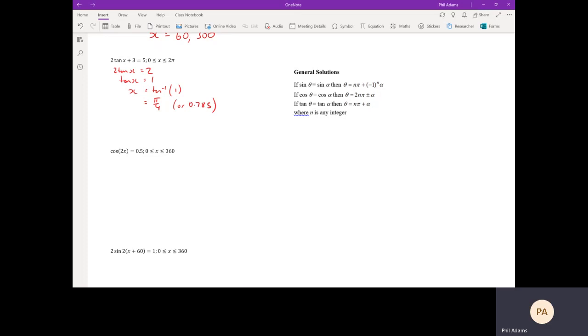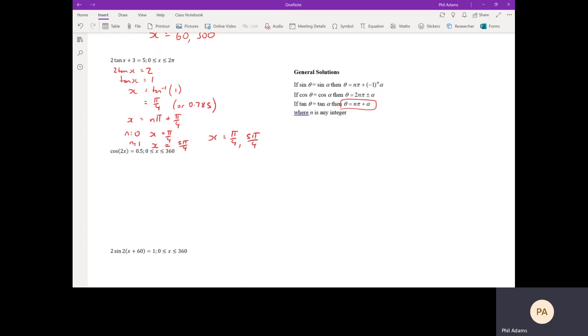Now we come to our general solution for tan. Here it is over here. So x is going to be n pi plus pi over 4, and we just try the different values of n. If n is 0, x will be pi over 4, and if n is equal to 1, x will be pi plus pi over 4, which is 5 pi over 4. I can't go any higher because then I would end up with 9 pi over 4, which would go outside my domain. So my two answers there would be x equals pi over 4 and 5 pi over 4.